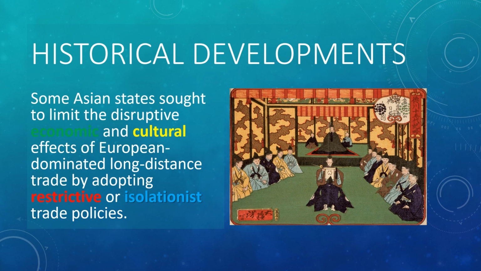What else? Well, not every Asian state just coalesced to the power of the first Iberians, then the British and French and Dutch. Many of them are going to choose to isolate and restrict Europeans. So some Asian states sought to limit the disruptive economic and cultural effects of European-dominated long-distance trade by adopting restrictive or isolationist trade policies. Probably the most famous, and one that I'll lecture on pretty heavily at a later time, will be the Tokugawa shogunate.